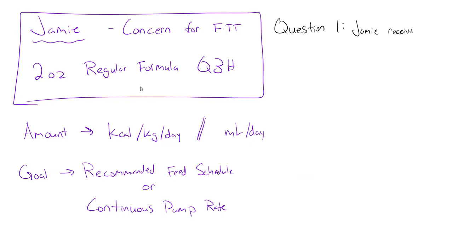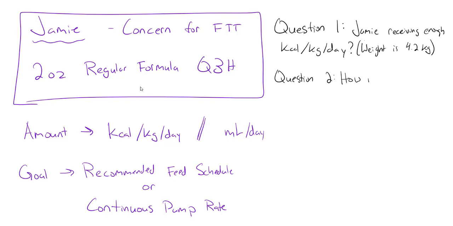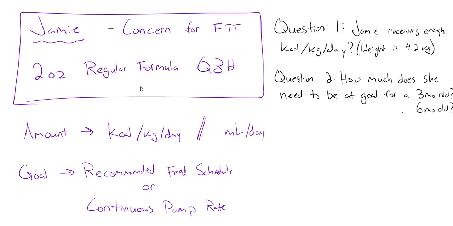So question 1: is Jamie receiving enough kcals per kilogram per day for her age? Her weight is 4.2 kilograms. Question 2: how much formula does Jamie need to be at goal for a 3-month-old? What if she was 6 months old? And we'll say if she's 6 months that her weight will be 6.5 kilograms.